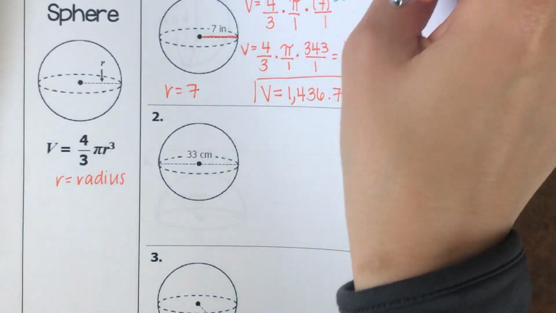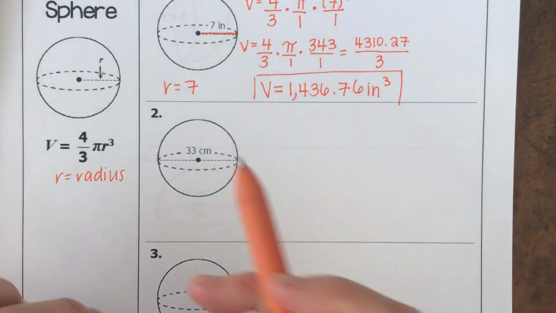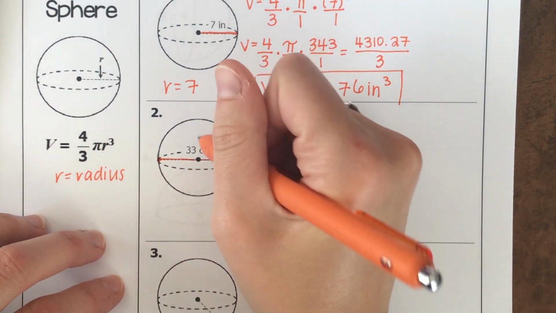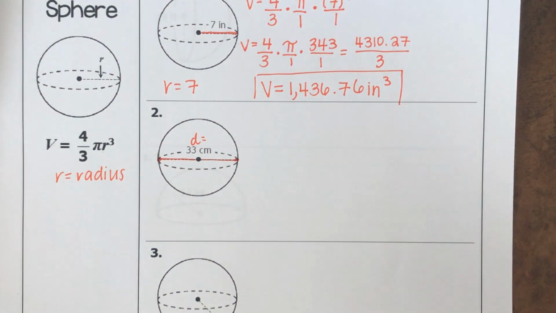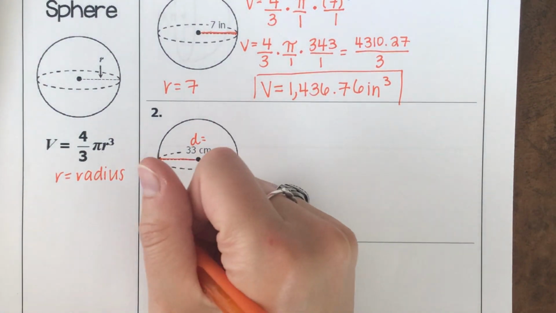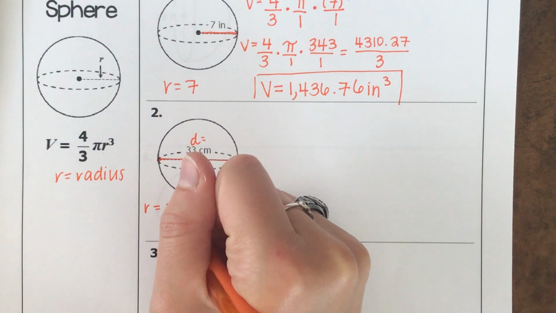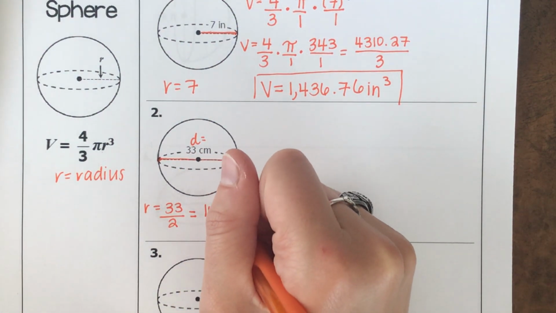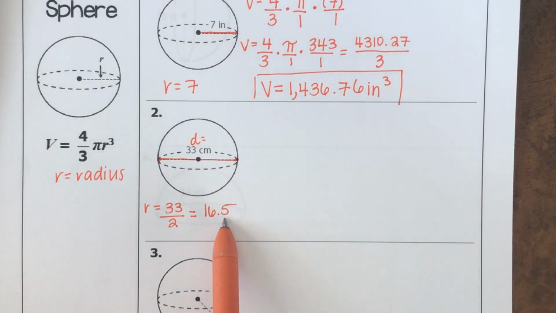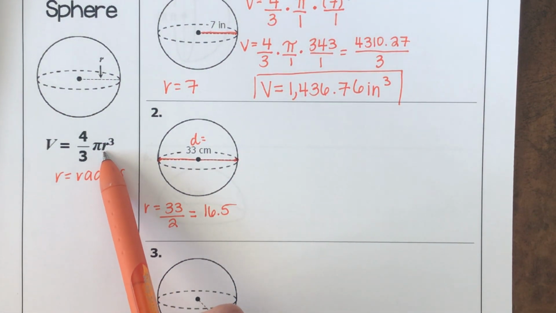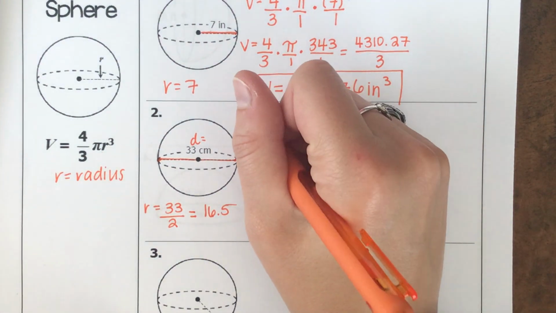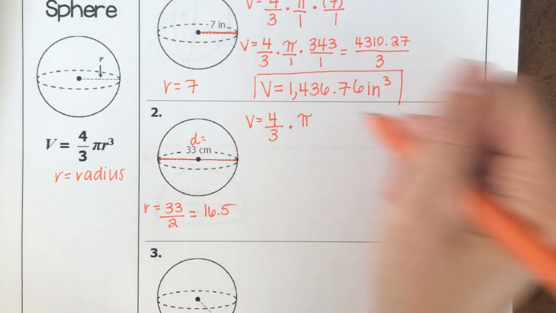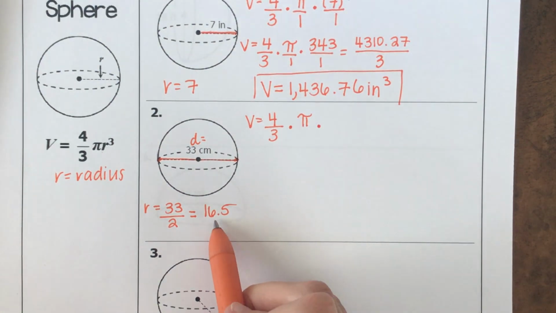Okay, number 2. I am not given the radius. I am given the line that goes from the edge to the other edge through the center. This is the diameter. To find the radius, I'm going to take that diameter of 33 and divide it by 2. So when I do that, I get 16.5. And now that I have the radius, that's all I need to figure out the volume of a sphere. I'm going to plug it into the equation. So volume equals 4/3 times pi times radius cubed.